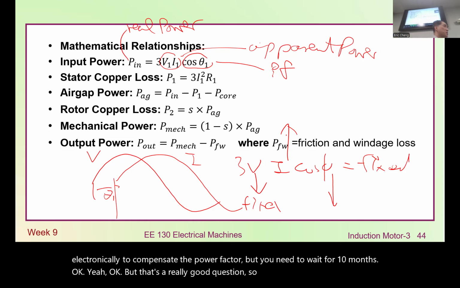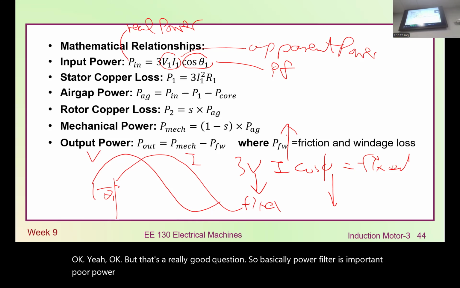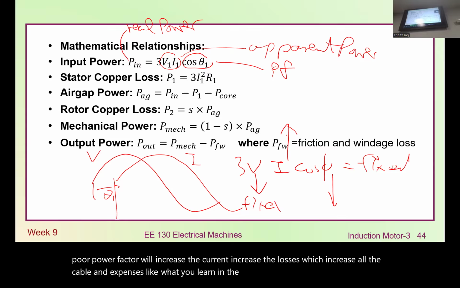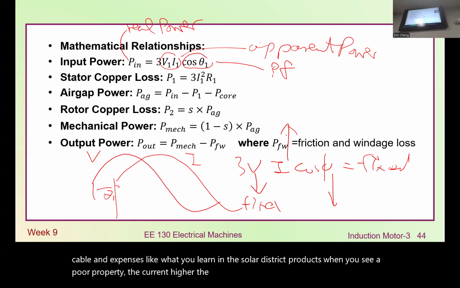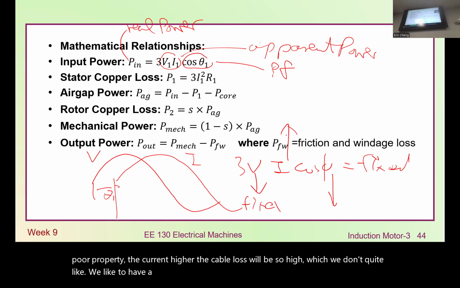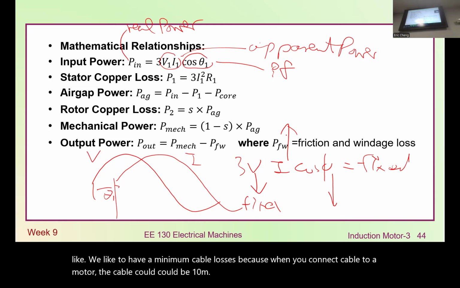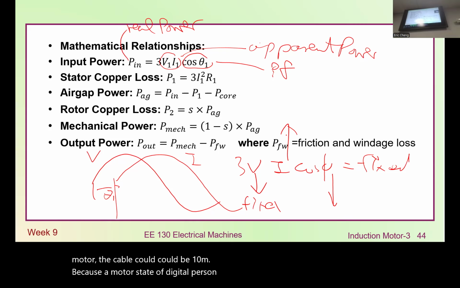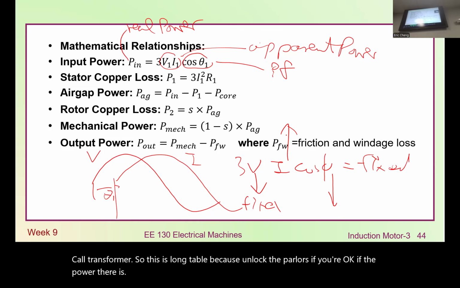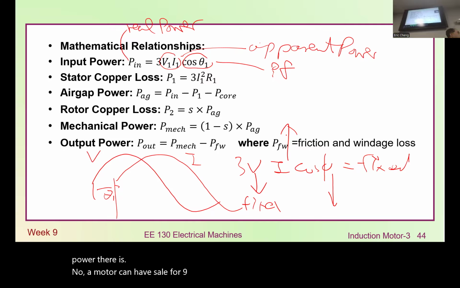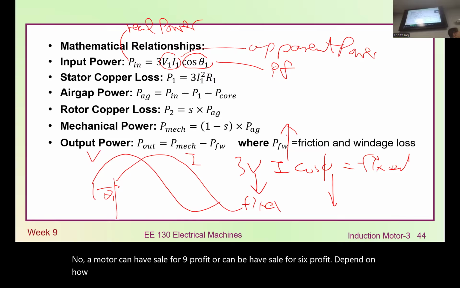So basically, power factor is important. Poor power factor will increase the current and the losses, which increases cable costs and expenses, like what you learned in the solar class. When we see a poor power factor, the current is higher and the cable loss will be so high, which we don't like. We like to have minimum cable losses. When you connect a cable to a motor, the cable could be 10 meters. For a motor in a distribution plant, such as a ventilation fan coil, it can be 30 or 40 meters from the power transformer. This long cable will cause a lot of power loss if the power factor is low. A motor can have a 0.9 power factor or a 0.6 power factor, depending on how you design it. So it makes a big difference.